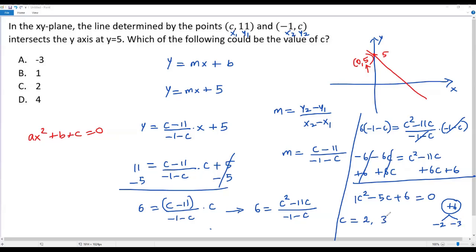Okay, now I got the two values for c. One is 2 and the other one is 3. So among the given answer choices, I find this value 2 in option C. So the correct answer choice for this question is option C.